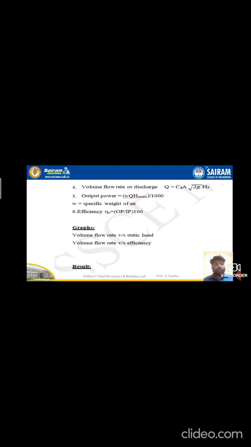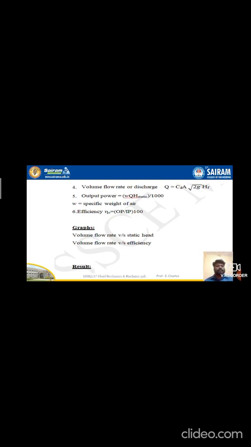Next is the volume flow rate or discharge, Q is equal to CD into A into root 2 g HF. Next, output power is W Q H static divided by 1000, where W is the specific weight of water. The last one is efficiency, eta naught is equal to output by input into 100. These are the graphs we need to draw: volume flow rate versus static head, and volume flow rate versus efficiency. After this we need to write the result.